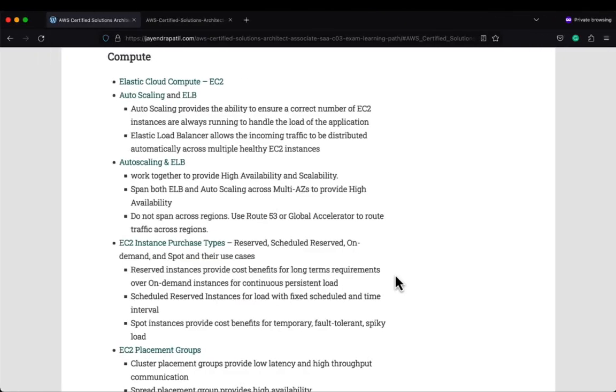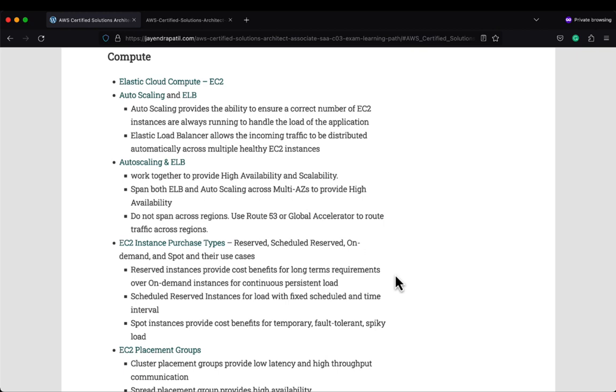Elastic Compute Cloud, or EC2, provides compute for applications in AWS. The exam covers various EC2 features like instance purchase types and placement groups. Be sure you are able to select between reserved, on-demand, and spot instance purchase types.